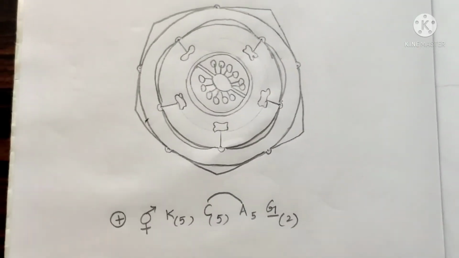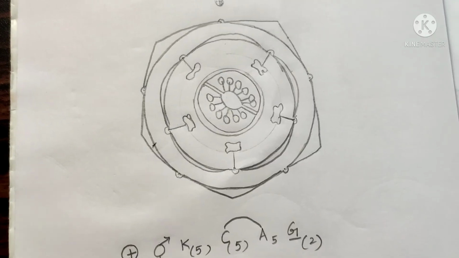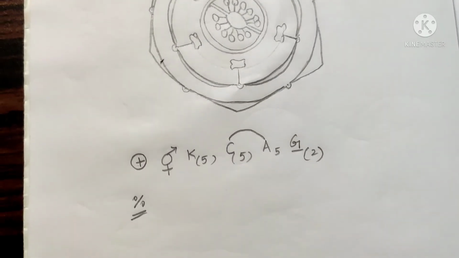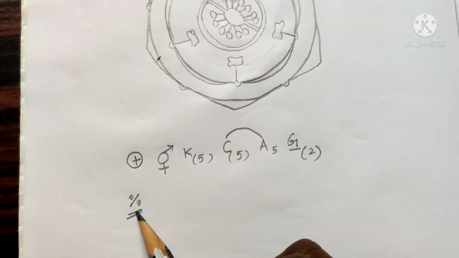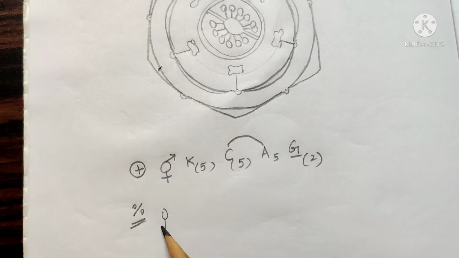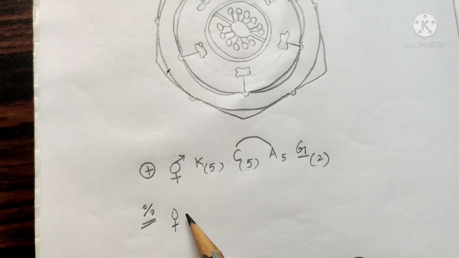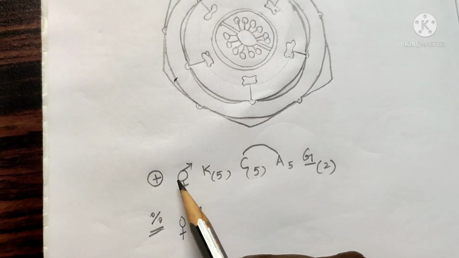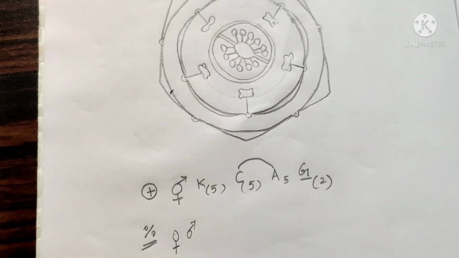Now moving on to the floral formula, you can find the floral formula how it is. This is representing actinomorphic. Sorry, this is actinomorphic and this one is zygomorphic. If it is like this, it is a female flower. If it is only like this, then it is a male flower. If both are present, then it is bisexual. So here it is bisexual.